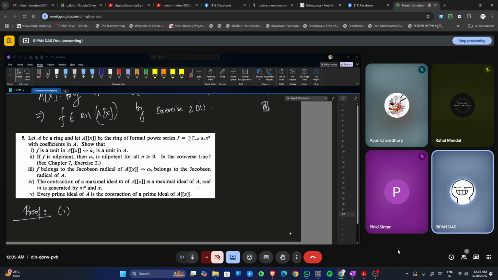Okay, which side do you think is trivial? One side is trivial, right? The other side is problematic. Which side do you think is trivial? The straight one. If f is a unit, then a0 is a unit, right? This side is trivial. And what about the other part?